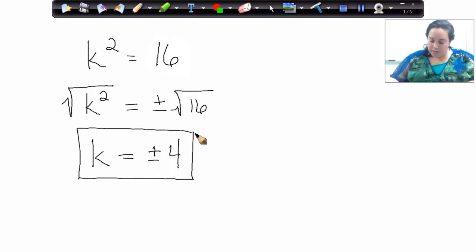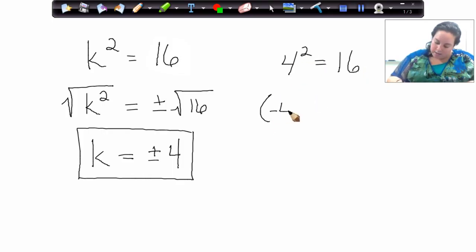And why does this work out? It is because if we take 4 squared, that is 16, and also negative 4 squared is 16. When we square a negative number, it becomes a positive number. So it does check out.